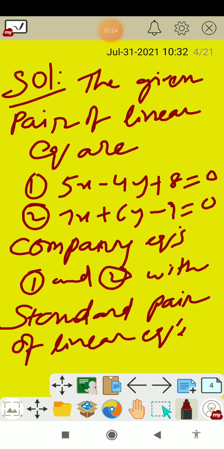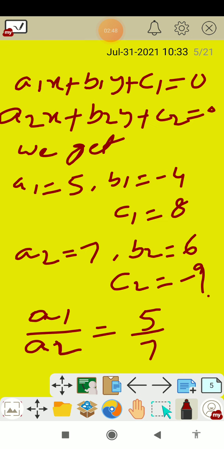The given pair of linear equations are: the first one is 5x minus 4y plus 8 is equal to 0, and the second equation is 7x plus 6y minus 9 is equal to 0. These are the two equations given in the first question, A. Comparing equations 1 and 2 with the standard pair of linear equations, first you have to know the standard form: a1x plus b1y plus c1 is equal to 0, remember students, and the second equation is a2x plus b2y plus c2 is equal to 0.